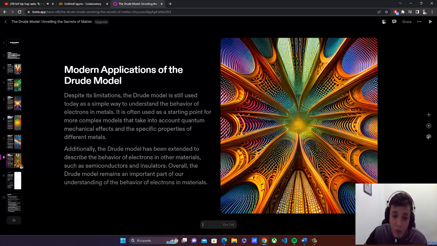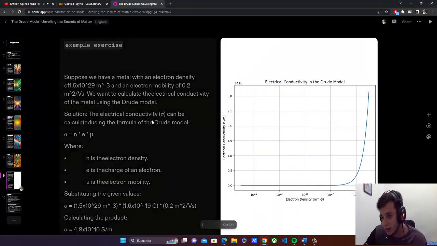Computational simulations. The Drude model is incorporated into computational simulations such as molecular dynamics methods and into calculations to describe electrons' behavior in materials. These simulations enable the study of electronic, thermal, and optical properties of materials at different scales and conditions. And now we try to explain a little exercise.